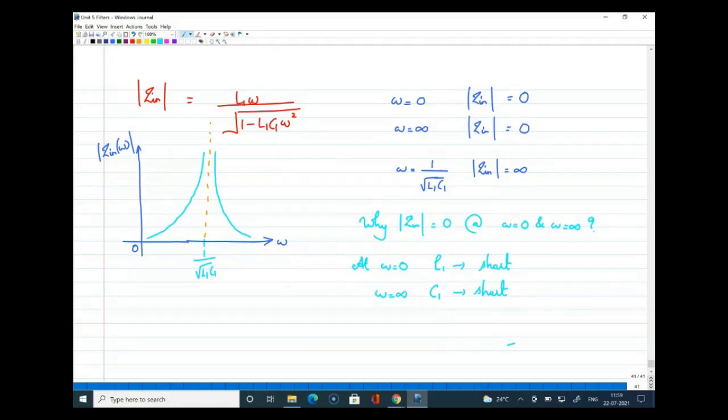Now, we will come back to this point sometime later when we start oscillators. I have just put it here for the discussion of oscillators later. It is at this specific frequency that you will actually have oscillations.